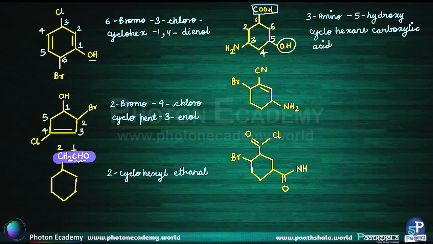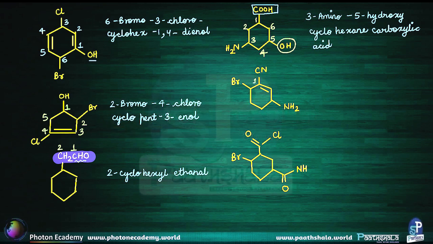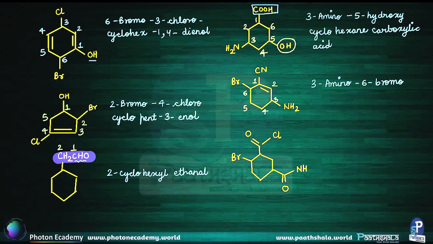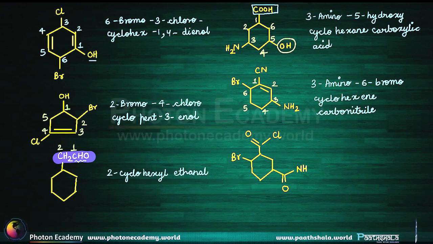In the next one, when we start numbering this particular one, we have the CN as the major functional group, and 1, 2, 3, 4, 5, and 6. Now the name of the compound becomes 3-amino-6-bromocyclohexenecarbonitrile. So this is the name of this particular compound.